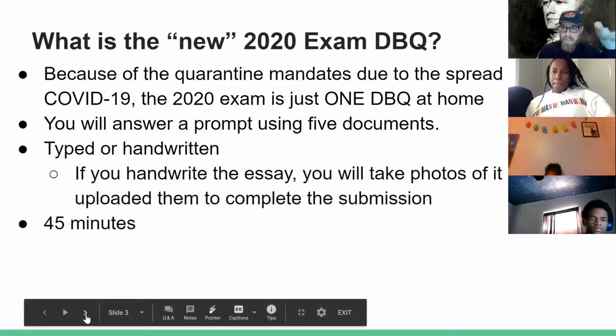The reason I put this on here is so you guys know you can handwrite. There is a handwritten option. If you write it by hand, you've got to take a picture of it and send it off. I'm going to go ahead and address this right now. A lot of students have asked, so does that mean it's open note? It's open book? Technically, it is open note or open book. The timer starts and you have 45 minutes to write the essay.